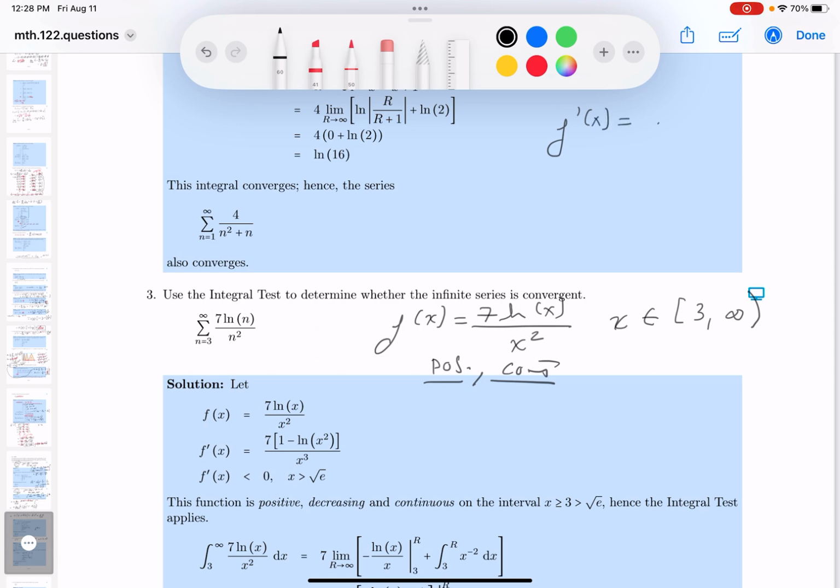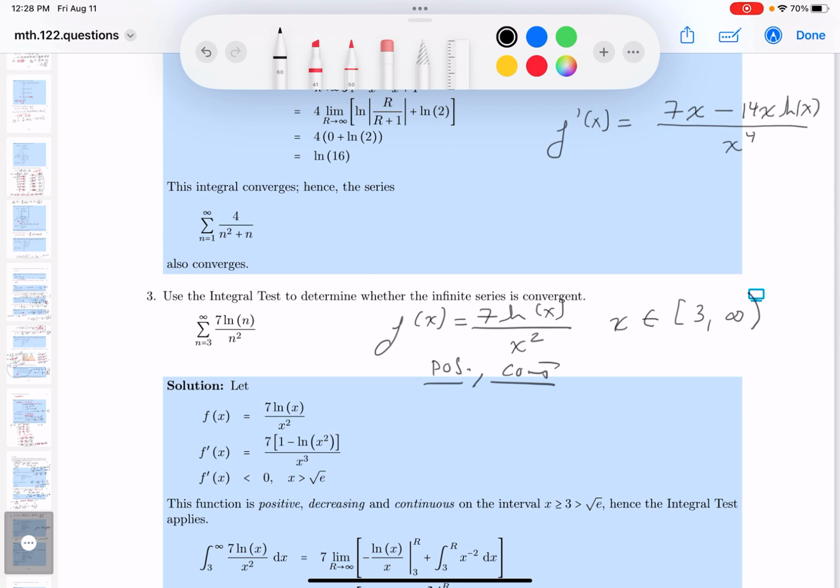And what do you do? You square the bottom. Take the bottom to the top. That's going to be x squared times the derivative of the top. So it's going to be 7 x squared times 1 over x, which is 7x, minus, let's see, the top times the derivative of the bottom. Well, the bottom's derivative is 2x. Now times 7 is 14x. And then you get natural log of x.